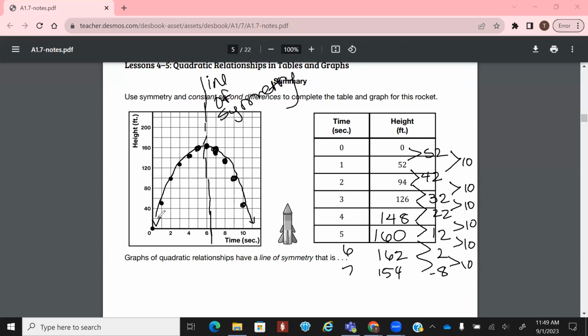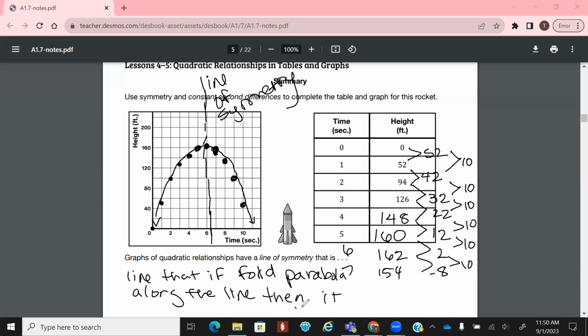The graph of the quadratic relationships have a line of symmetry that is a line that if you fold the parabola, and that's what we call the little U-shaped graph, along the line, then it has two identical halves.